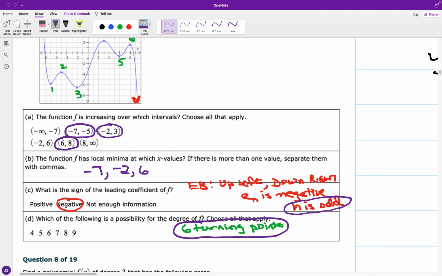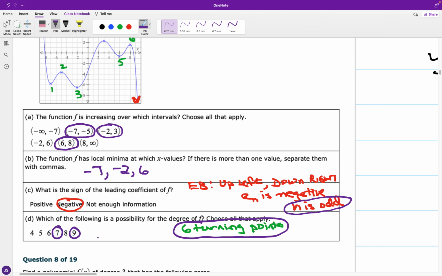So if it's an odd value that is greater than 6, well, the only 2 values that will apply in this group will be just 7 and 9. Again, we can't have 4, 6, or 8 because those are even numbers, and we can't have 5 because that's less than the number of turning points. So we're limited to just 7 and 9.